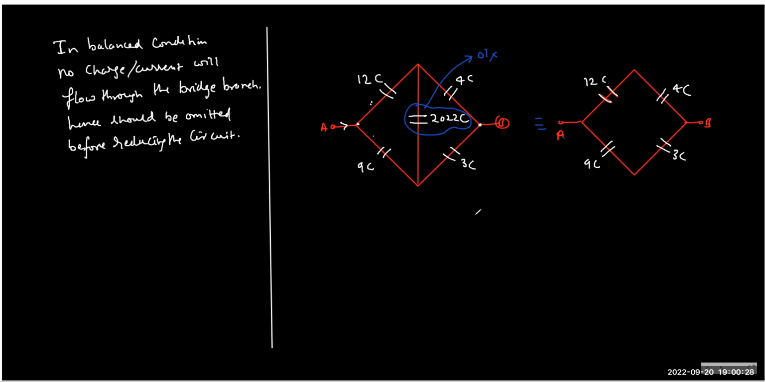So what will be the C equivalent? 21 C by 4. So 12 by 4 is 3, right? 3, yes. 9 by 3 is 9 by 4. So 3 and 9 by 4 in parallel. So 3 plus 9 by 4 is how much? 21 C by 4. I hope this is clear.